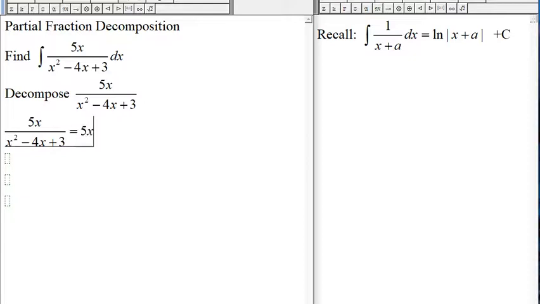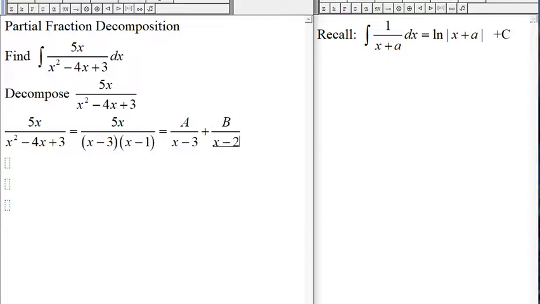So this is 5x, and then x squared minus 4x plus 3. The factors are x minus 3 and x minus 1. And then rewrite this as some constant a divided by the first factor, and then plus some constant b divided by the second factor.